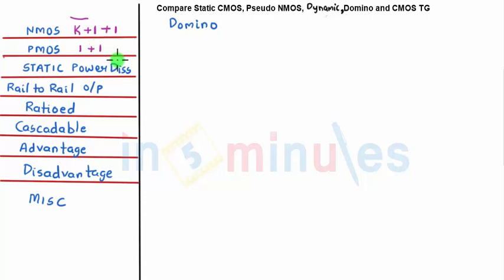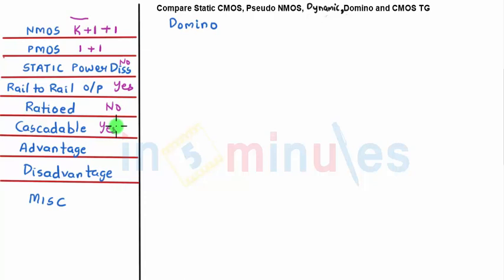Static power dissipation, same like dynamic, no. Rail to rail output, yes, you get perfect output. You need to size, you don't need to size this. Can you cascade a domino with another domino? Absolutely yes, you can. Only dynamic circuit families are not to be cascaded, so you can do.